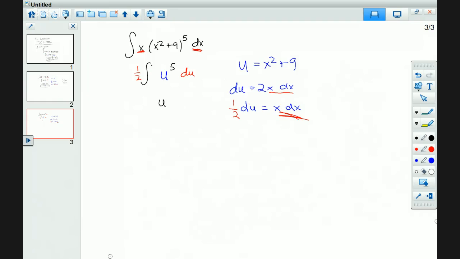What's the integral of u to the 5th? And then you've got the 1/2, right? Plus c. Now replace your u back in. There you go.